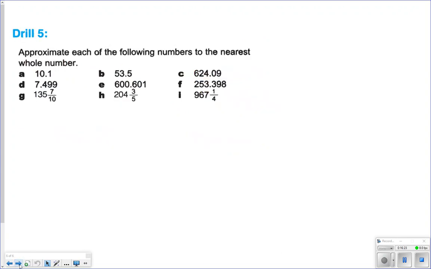This exercise is from your school book. You can solve it by yourself. Look with me, approximate each of the following to the nearest whole number. What is approximating to the nearest whole number? Approximating to the nearest whole number meaning approximating to the nearest unit.